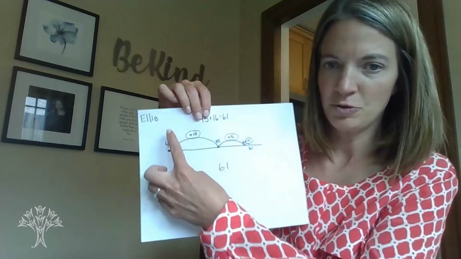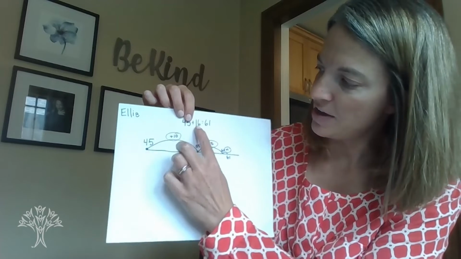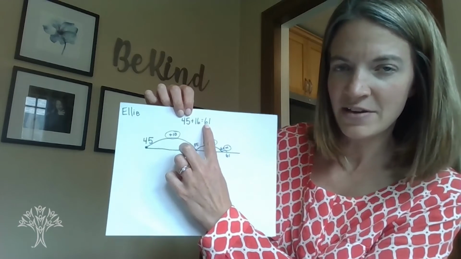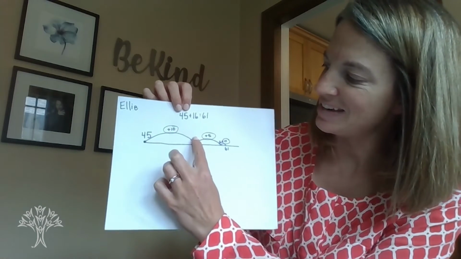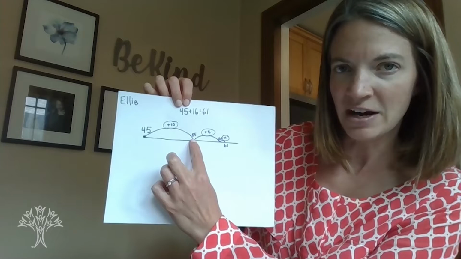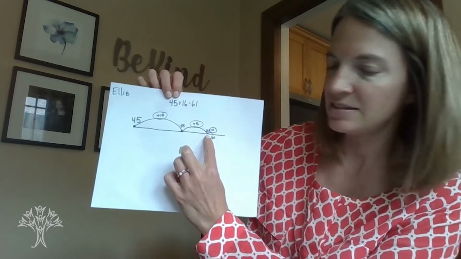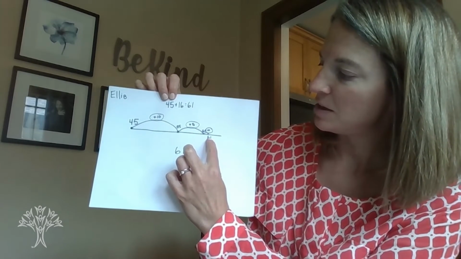Ellie likes to use an empty number line. So Ellie took this empty number line, drew out the line, and put her starting point of 45, and then took apart the 16 into a 10, a 5, and a 1, and made those hops on the number line. So 45 plus 10 got Ellie to 55. And then 55 plus 5 more got Ellie to 60. And then 1 more to 61.